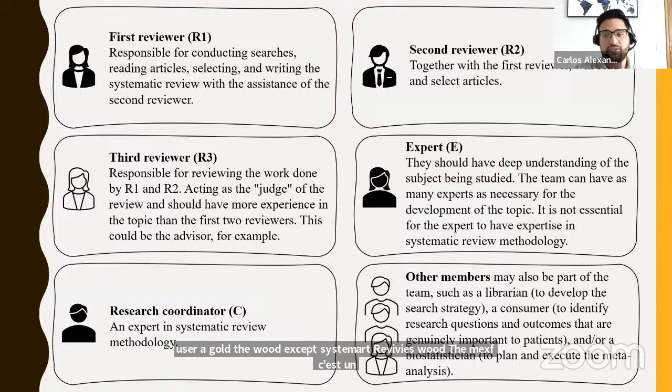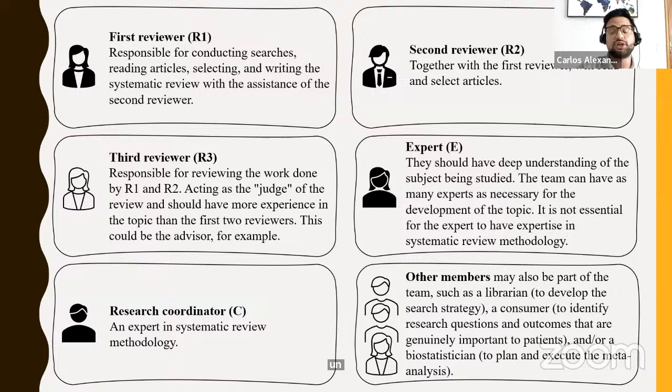So the other members could be a librarian or someone who understands how to develop a search strategy, a consumer, and in this case, we call a consumer of a systematic review someone who needs this topic to be more studied, or needs the outcomes in order to make decisions in practice. So it could be a dentist or a health professional, a policymaker. These people will be able to advise on what is important and what is not that important. And also someone who can do the statistical part, if you're including a meta-analysis, and many other people who can advise on the important topics of the systematic review.